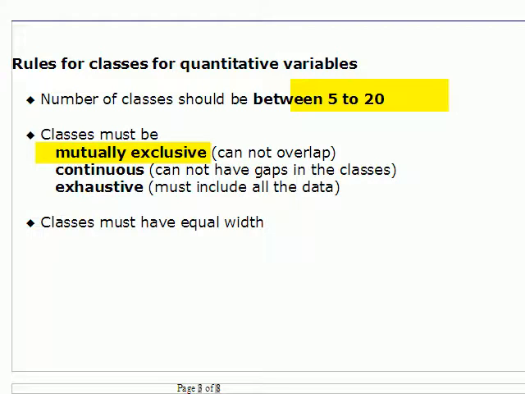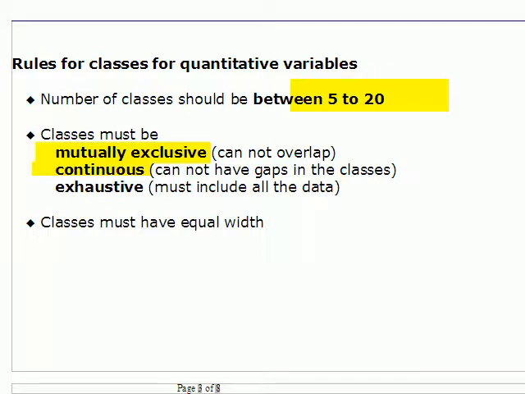For your intervals, you want them to be mutually exclusive. You don't want them to overlap. That sort of makes sense. The next thing is they're continuous. Even if you don't have data, say between 1999 and 2005, you can't skip that group as a class. The classes have to be continuous. It might have no data in it, but it is still a class.